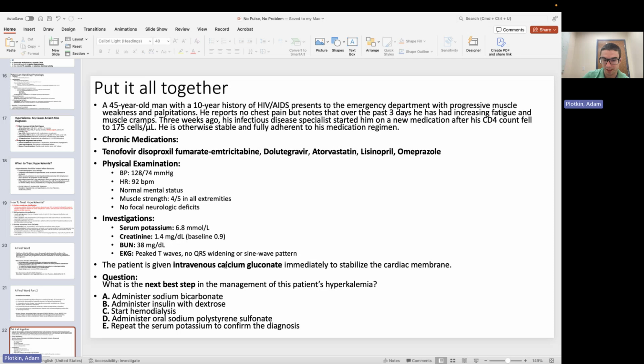We gave him intravenous calcium gluconate, right, because he had an elevated potassium of 6.8 and has these EKG changes and is symptomatic, all indications for it. But now you have to consider what's the next best step. So take a second look. You can pause your screen.